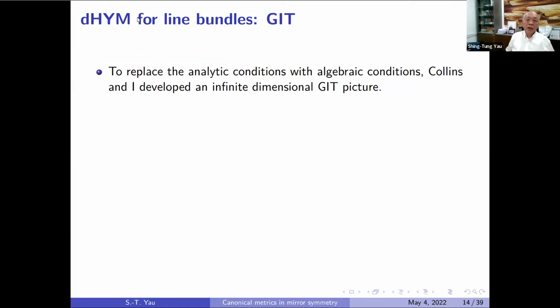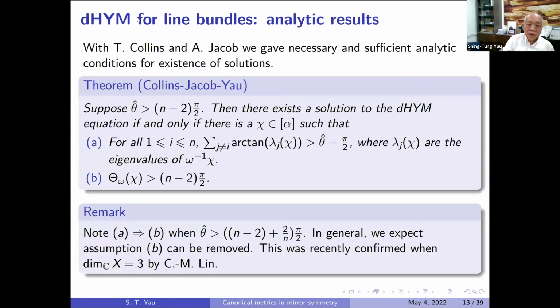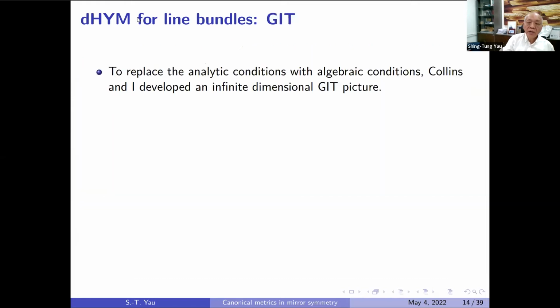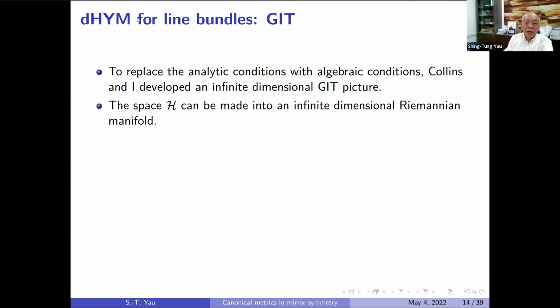Now, the important goal for us, after this work, which is non-trivial, is to replace the analytic condition by algebraic geometric conditions. So Tristan and I developed the infinite dimensional GIT picture in order to understand this. This picture was motivated by many people, including Calabi, Simon Donaldson, and many other important preceding figures. And this space H can be made into an infinite dimensional Riemannian manifold.